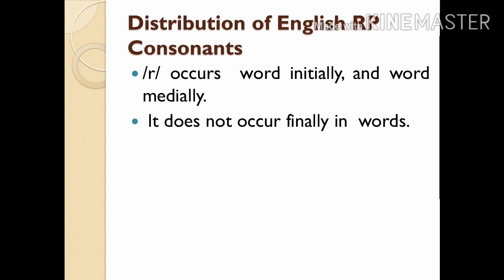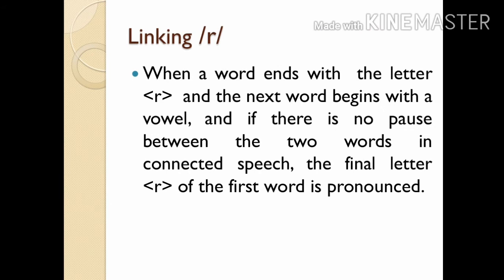In RP, the phoneme r occurs word initially and word medially, but it does not occur finally in words. Linking R. When a word ends with the letter R and the next word begins with a vowel, and if there is no pause between the two words in connected speech, the final letter R of the first word is pronounced. This is called linking R.